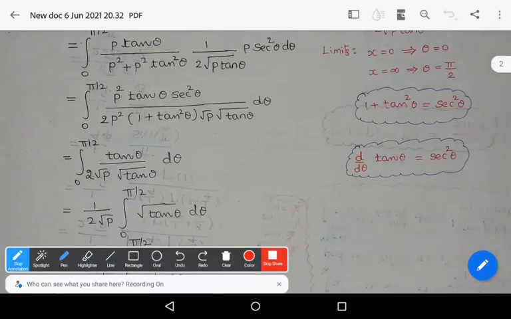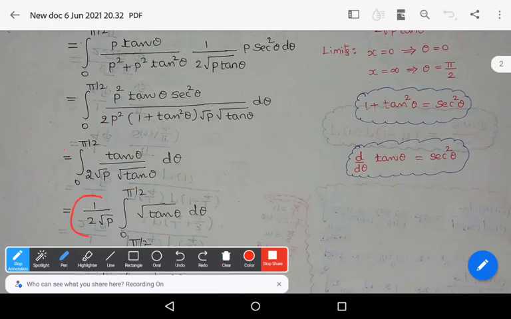In the numerator we have p square, p into p square, tan theta secant square theta. By making p square common, we get 2p square into 1 plus tan square theta into root p into root tan theta. By applying the trigonometric formula, 1 plus tan square theta is nothing but secant square theta. So secant square theta gets cancelled. We get this step: integral 0 to pi by 2 root tan theta by root p into root tan theta into d theta. So integration with respect to theta.